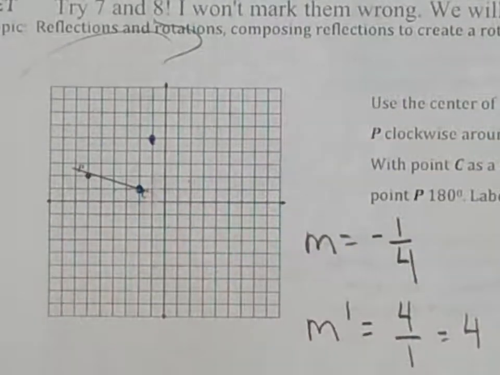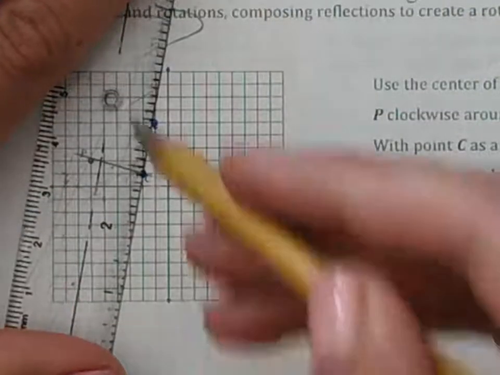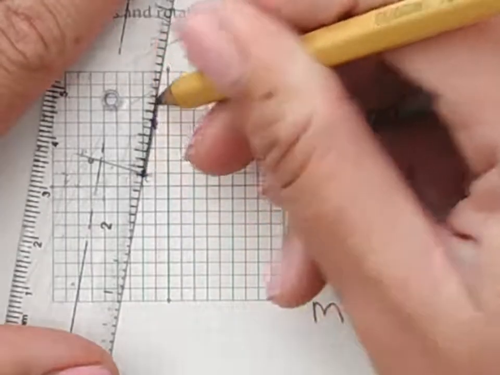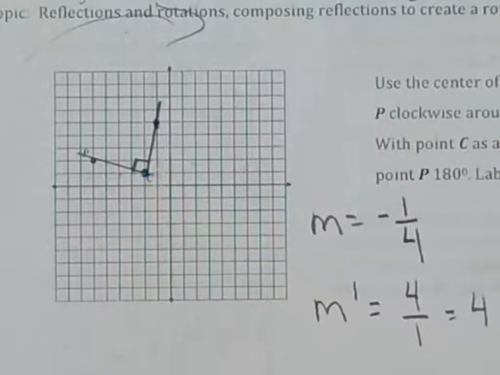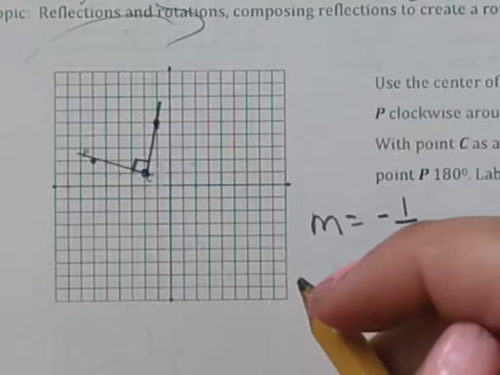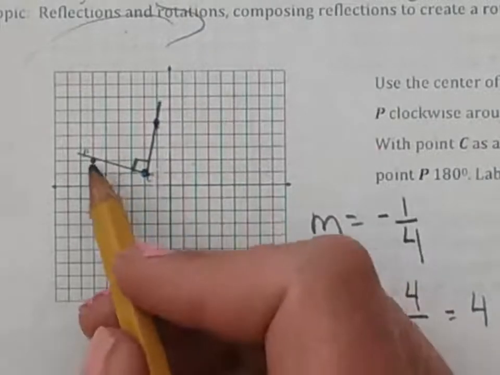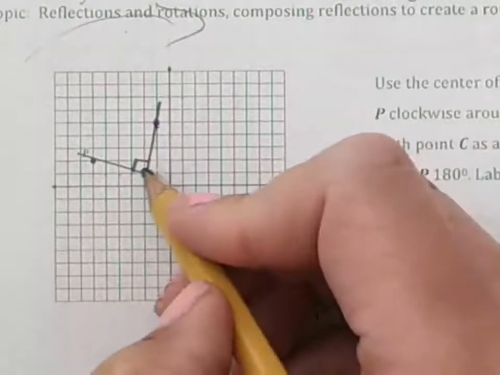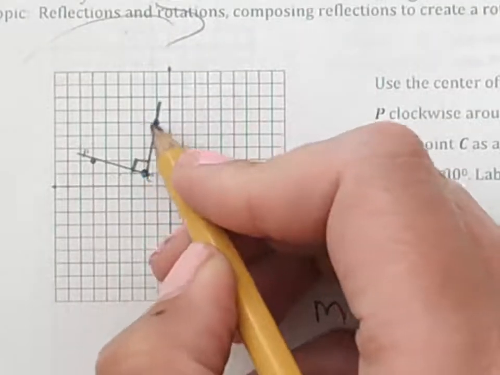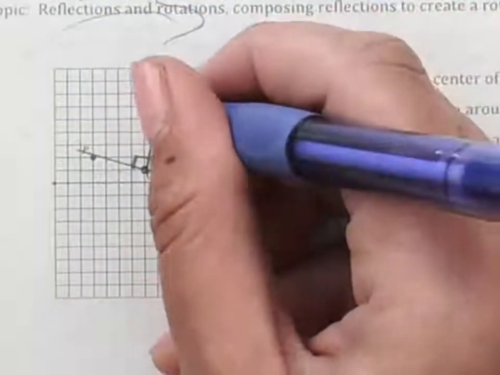Okay, and this is a 90-degree angle right there. Make sure they're the same distance away. So this point is 1, 2, 3, 4, and on the line. And this one is 1, 2, 3, 4, and on the line. So they're both 4 away and on the line. All right. So that is P1.